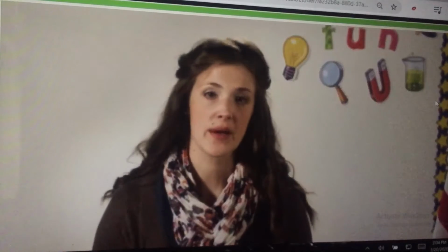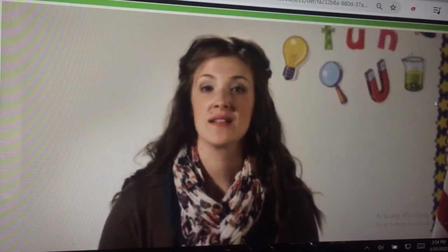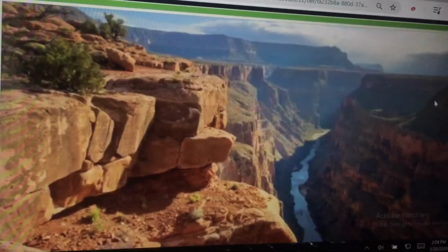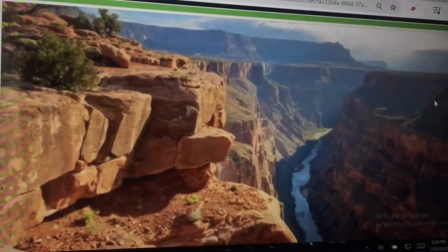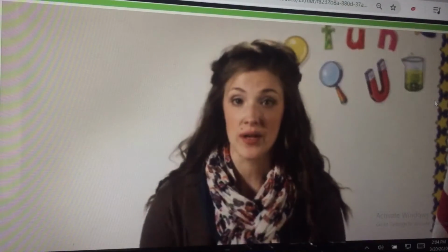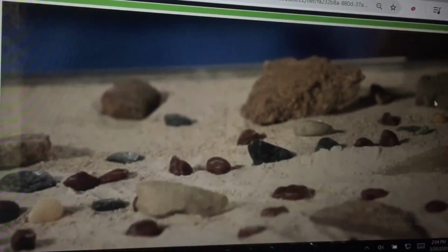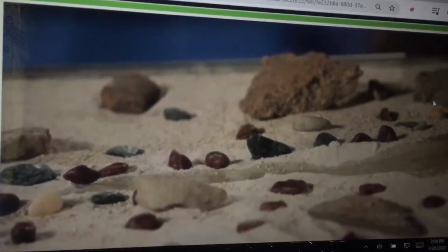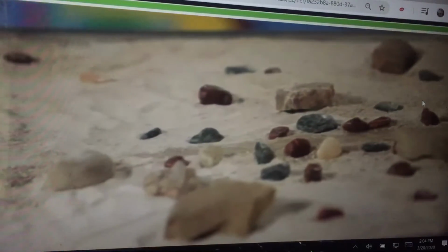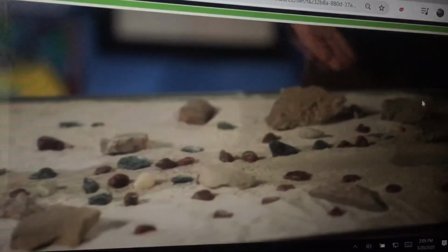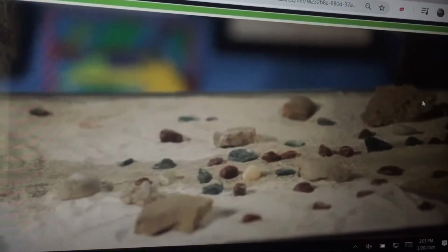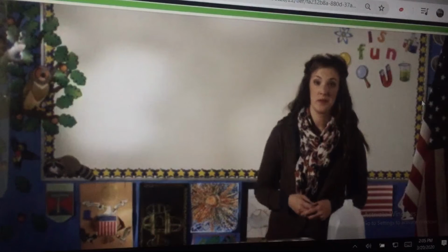A canyon is a deep cut in Earth's surface with tall sides and relatively narrow floor. One of the largest canyons in the world is the Grand Canyon. Canyons are formed over many years by rivers eroding Earth's surface, like this. We can see that as the water travels down the sand, it erodes the sand in the path it was flowing. This is similar to the effect of a river on Earth's surface. And after many years of erosion, a canyon can be formed.